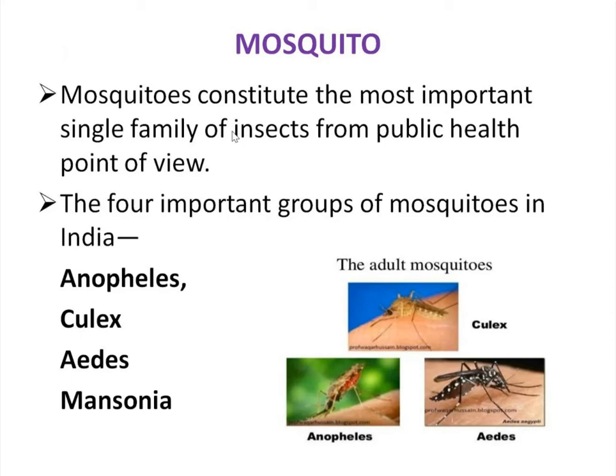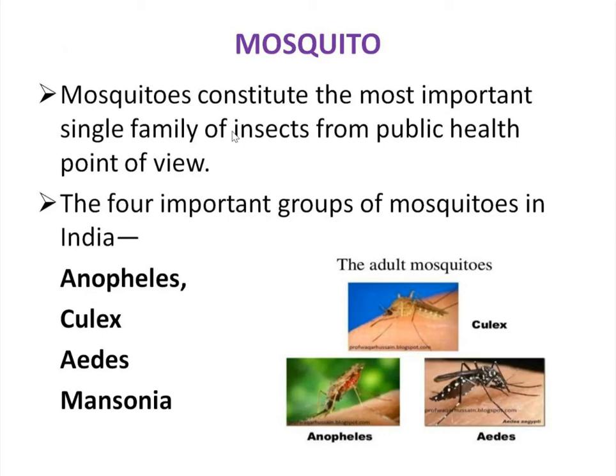So mosquitoes constitute the most important single family of insects from the public health point of view. Definitely, it is a public health concern because there are so many mosquitoes which transmit various types of diseases, which I have already discussed. So it is very important to know the different types of mosquitoes, how they transmit disease, and how to control these mosquitoes.